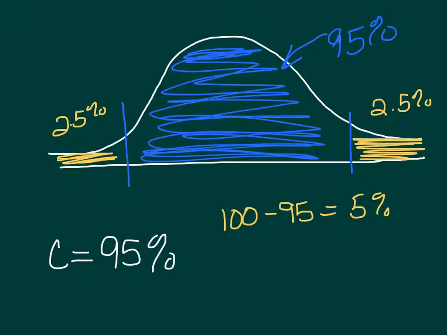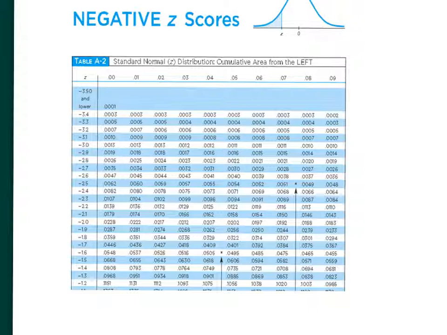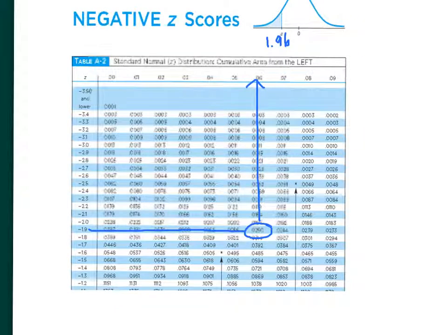So in my z-score table, I'm going to look for 0.025 to determine what my z-critical is. Looking at my z-chart for 0.025, I come down into my z-chart and I can find 0.025 right here. And that lines up with 1.96. So my z-critical for the tail of 0.025 is 1.96. So that is how you find your critical values when they are not given to you.